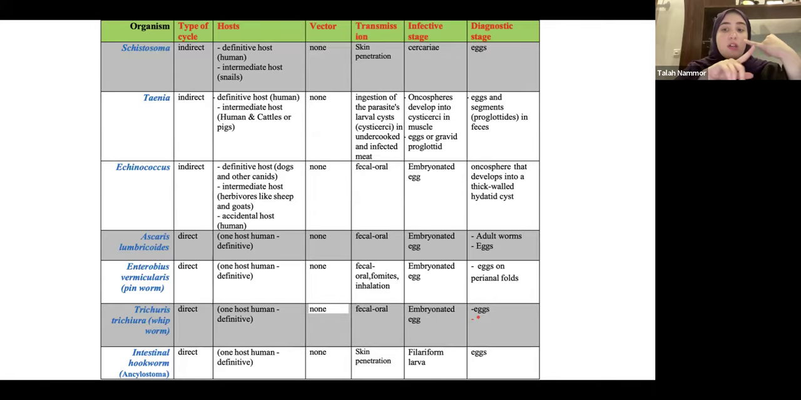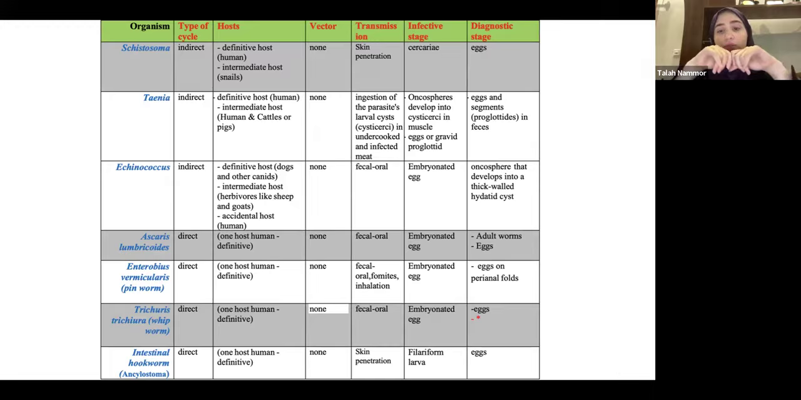Taenia solium, Taenia saginata, they're indirect too. We are the definitive host, unfortunately. Intermediate hosts are basically pigs and cows, or cattle, not specifically cat house. We can also be intermediate hosts. Of course, on all of these there's no vector, they're not like protozoa. They don't have a vector. They just directly come and invade us, unfortunately.